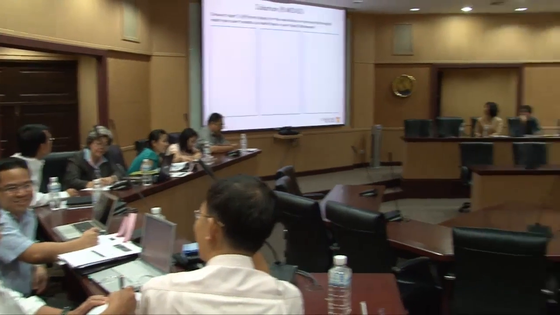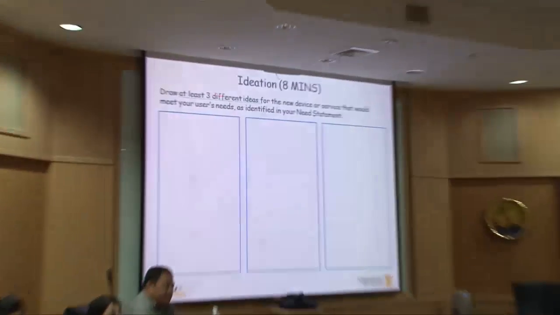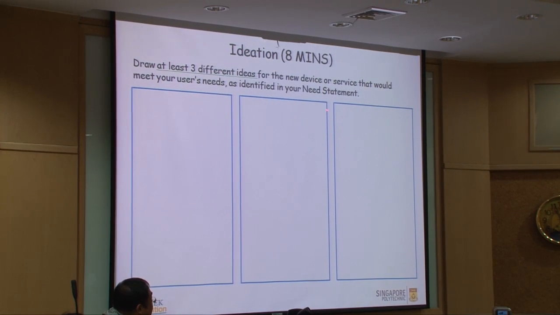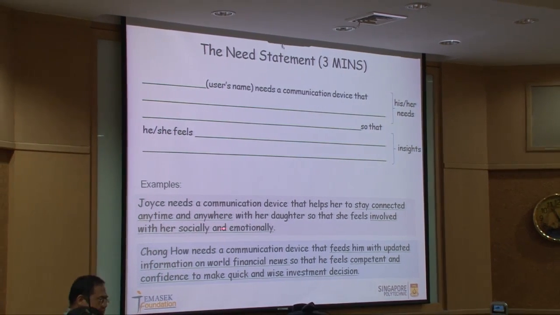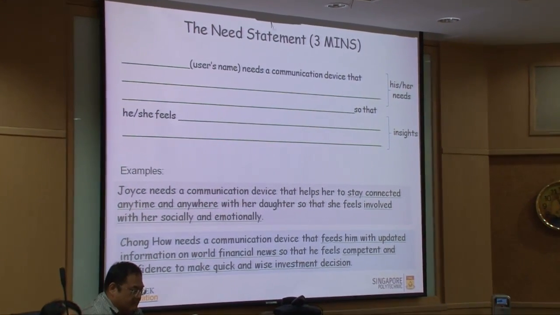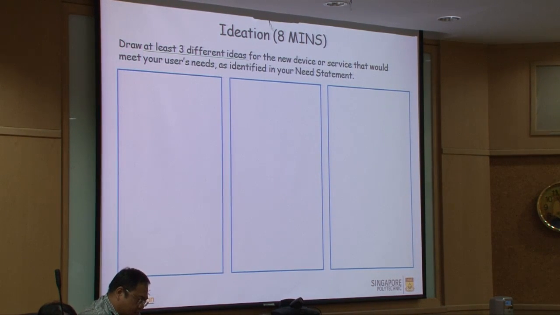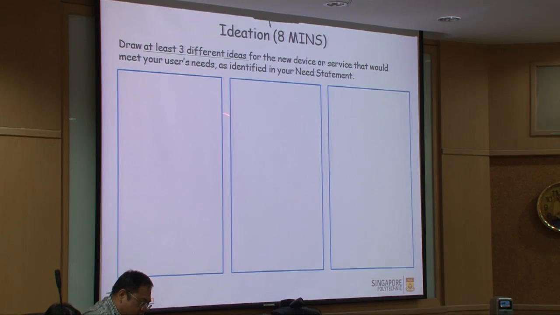Next one to be done individually is for you to draw at least 3 different ideas of a new device that meets your user's needs statement. Okay, so we go back. If this is to connect with her daughter anytime, anywhere, then I will come up with 3 devices that will allow me to do that. So that's how we do it. So come up with individually, identify the need statement, and then come up with 3 different sketches of your ideas for your user.